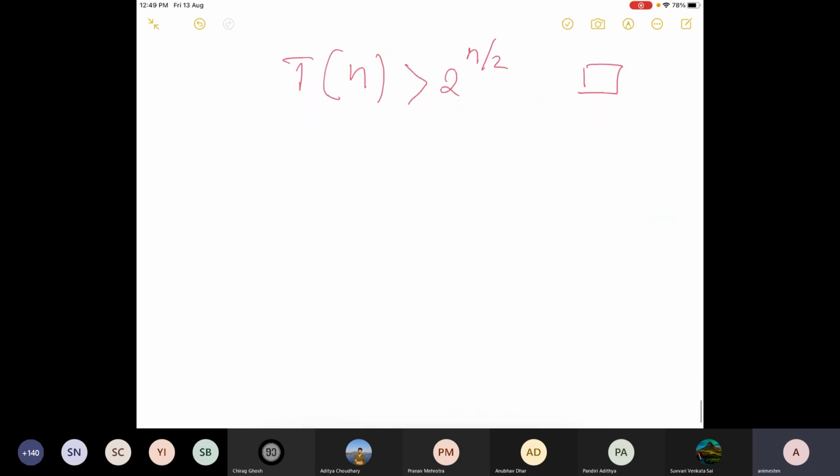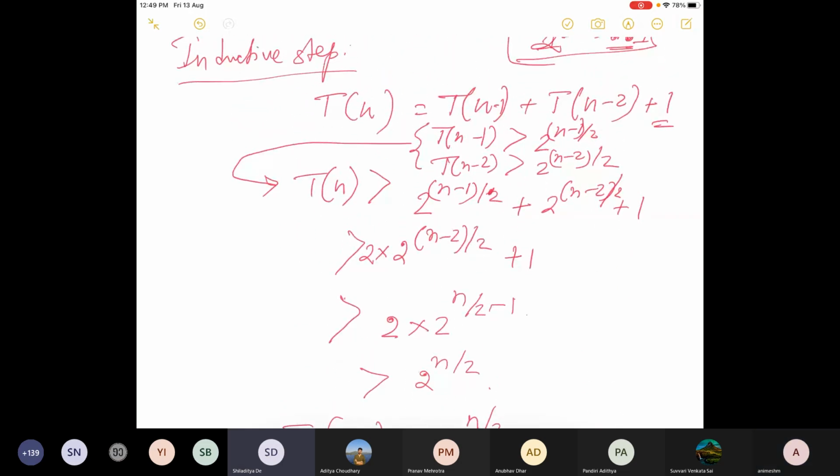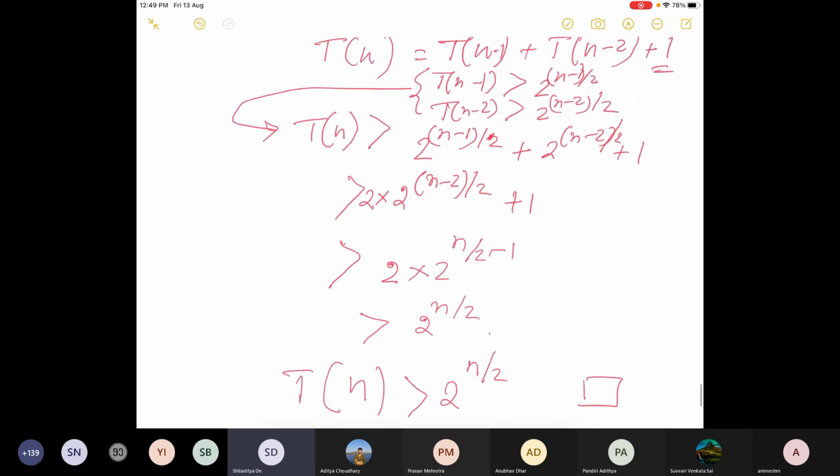Sir, I have a doubt here. Sir, you stated 2 into 2 to the power n minus 2 upon 2 plus 1. And then in the next step, you said that it is greater than this part. So if there is a plus 1, wouldn't that be a problem? Like, if I'm saying that x is greater than a plus 1, then how can I say x is greater than a?